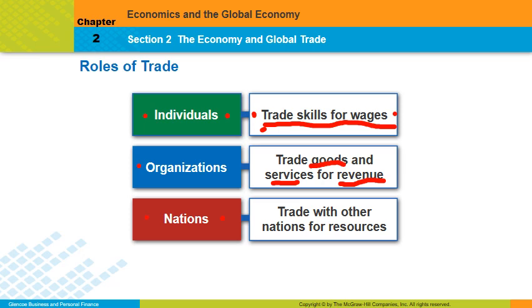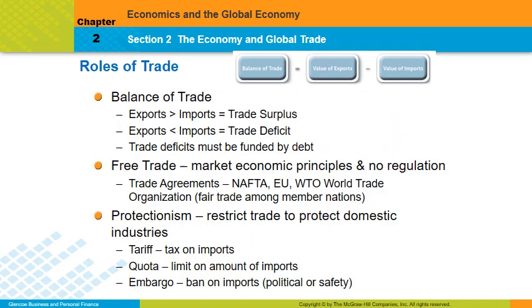Nations trade with other nations for resources. Okay, that's basically why we trade with other nations. Pretty easy stuff. Okay, very obvious. If exports are greater than imports, we have a trade surplus. If imports are greater than exports, there's a trade deficit. Trade deficits must be funded by debt. Okay, so we have to borrow if we're in a trade deficit.